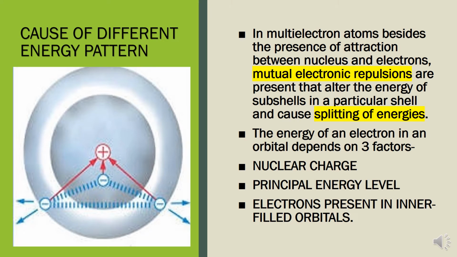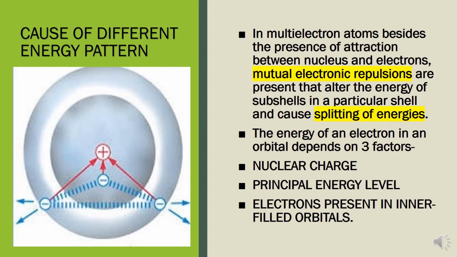And the energy of an electron in any orbital depends mainly on three factors. Firstly, nuclear charge, meaning how many protons are present in its nucleus, according to which the nuclear force varies. And the second is the principal energy level, meaning at what distance from the nucleus that particular shell is present. If it is closer to the nucleus, then it will have more attraction and will have lesser energy. And if the principal energy level is farther from the nucleus, then it will have higher energy. And thirdly, electrons present in the inner filled orbitals.